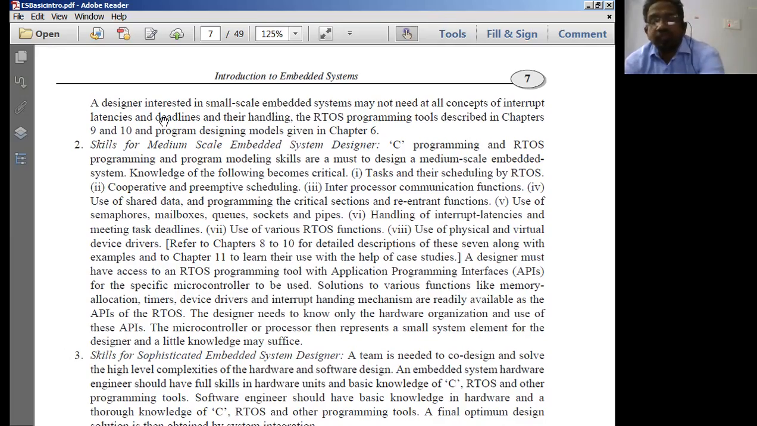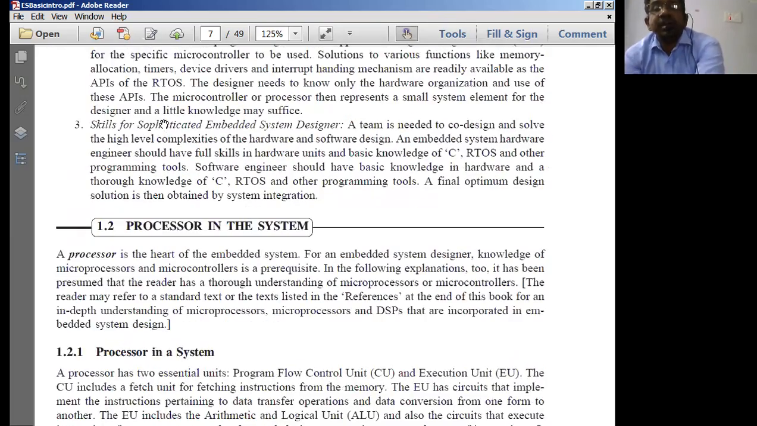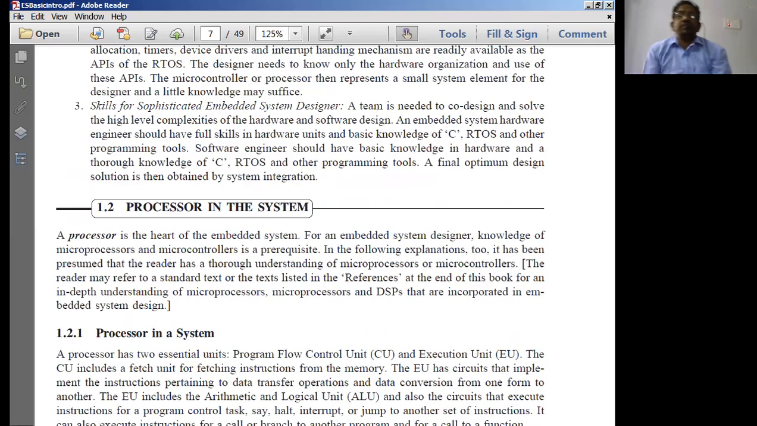Okay, then for sophisticated systems, the team definitely needs to know about co-design and solve the high level complexities and hardware system design concepts. The next, the embedded system hardware engineer should have full skills in the hardware units and basic knowledge of C, RTOS and other programming tools. Compulsorily they are going to write a program in the C language.